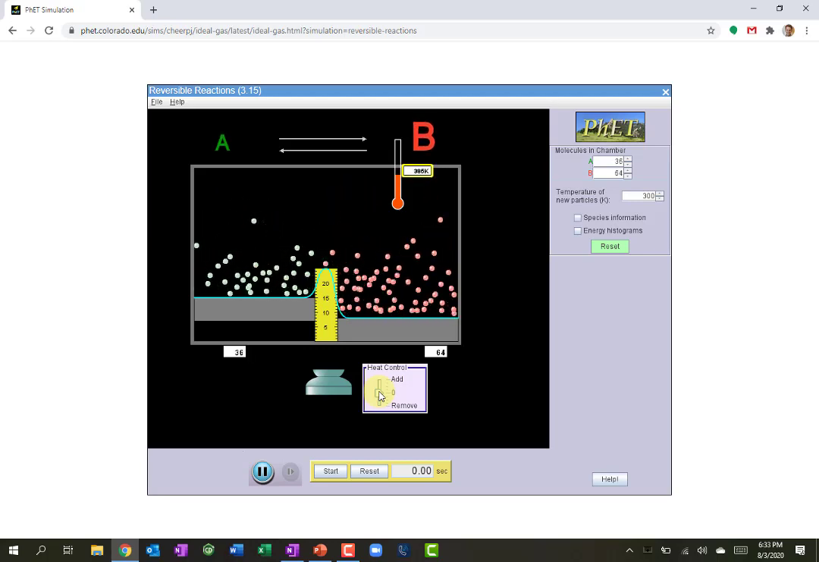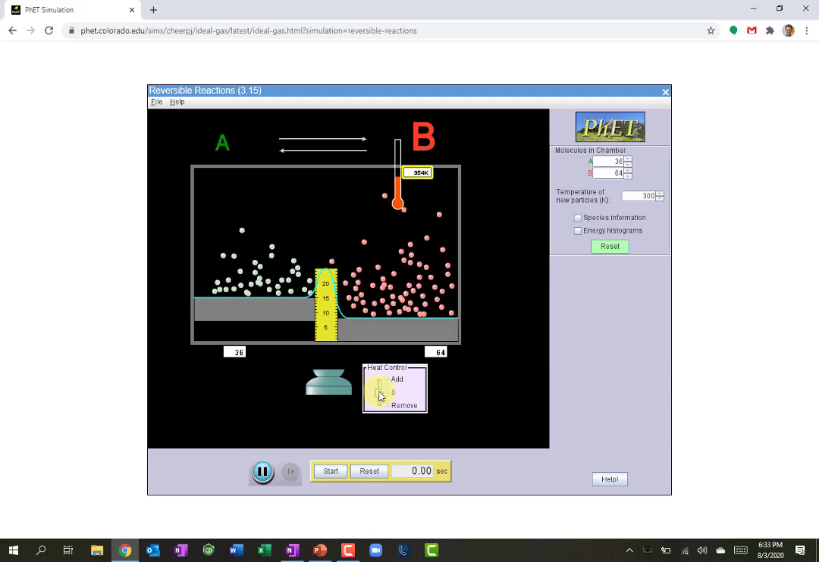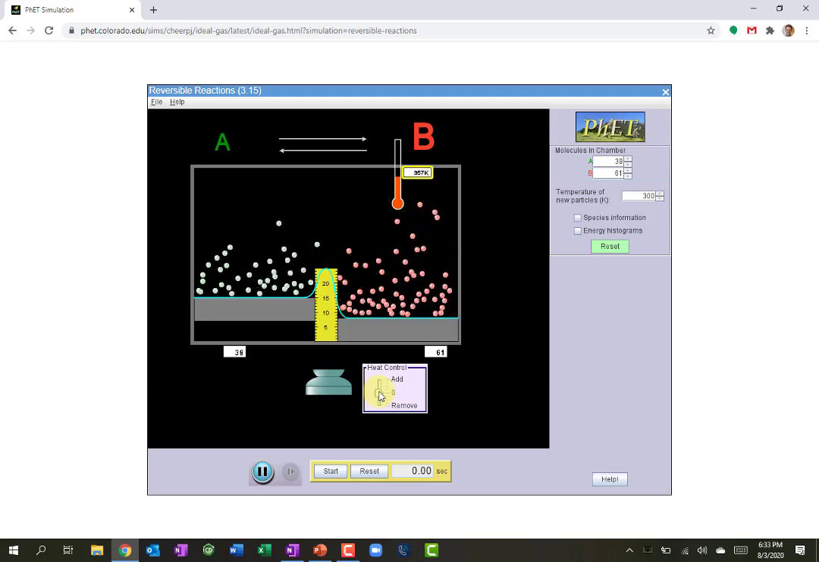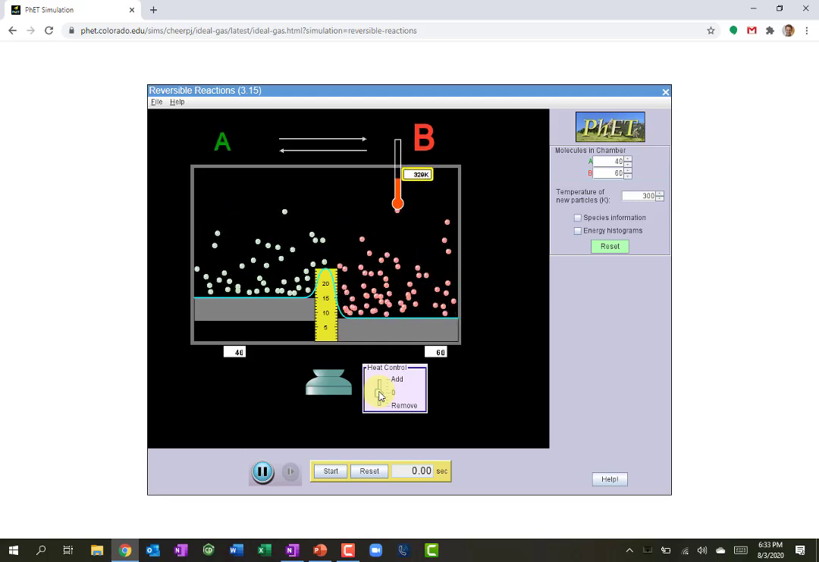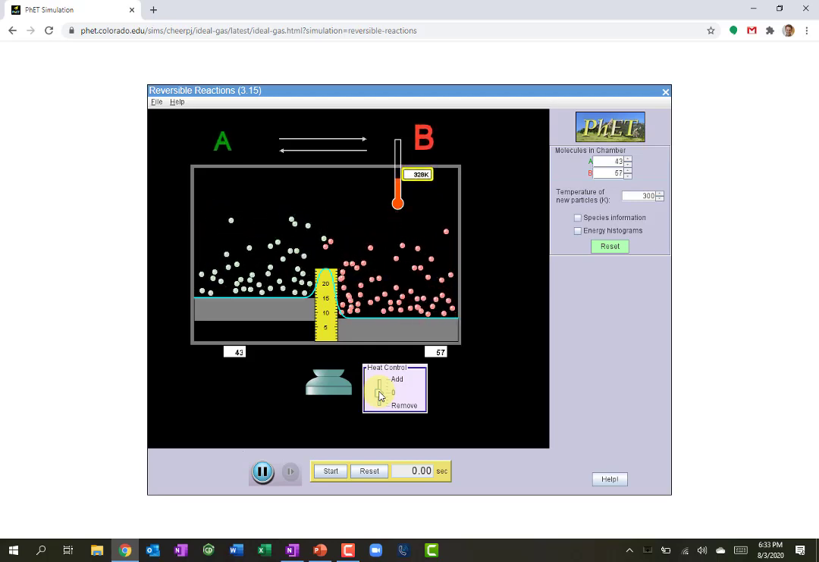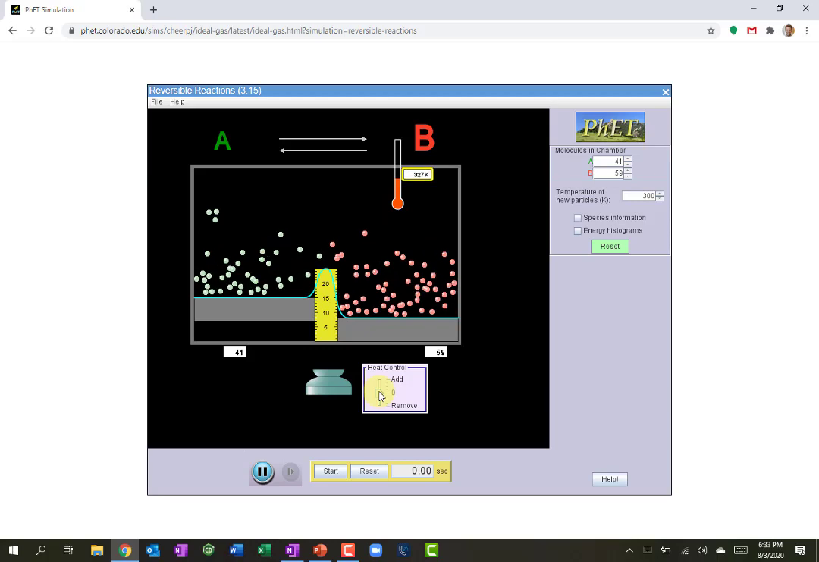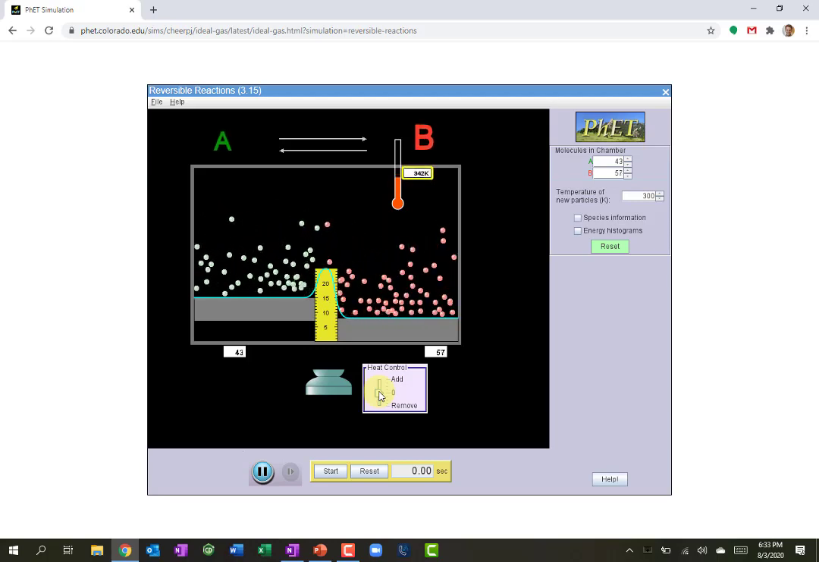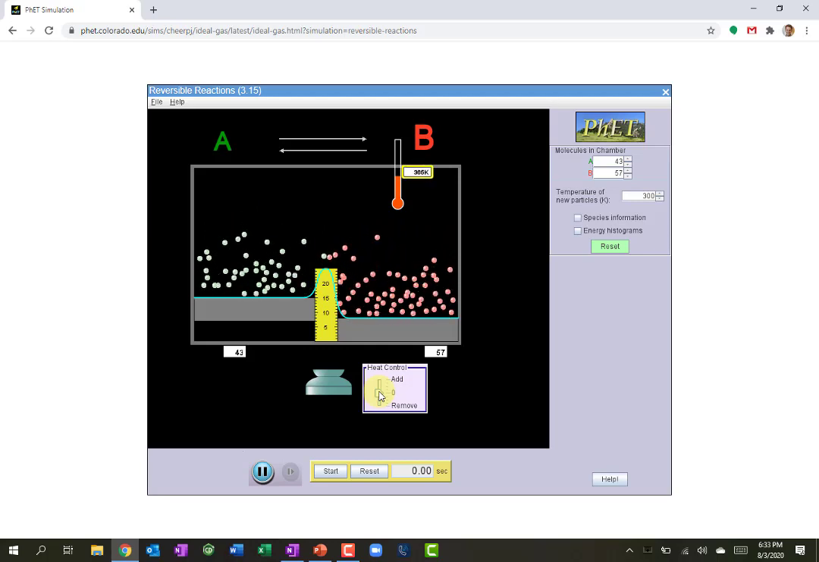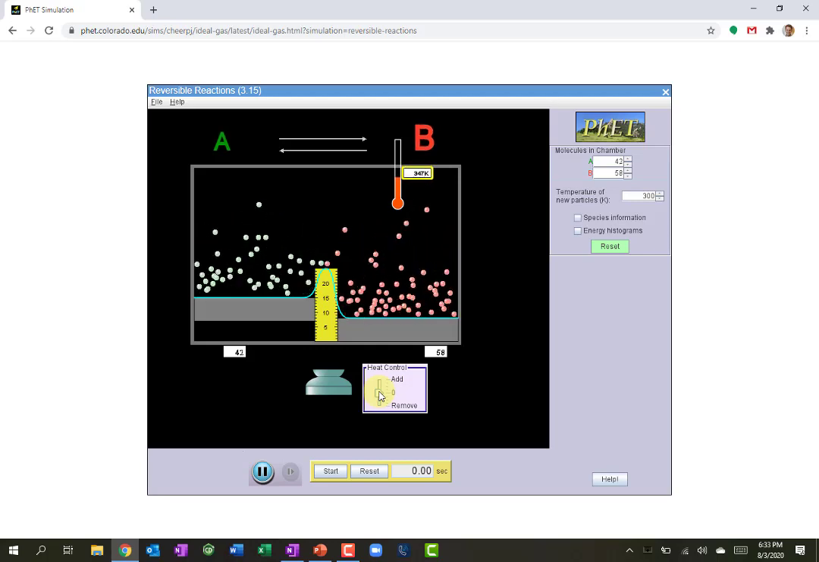All right, so we've let it go for a while, and now you can see we've actually got more Bs than As. And when we reach a state of equilibrium, the number of balls on the A side is essentially going to remain more or less the same. Same thing with the B side. At equilibrium, yeah, some will be going back and forth, but the net impact will remain unchanged, right?